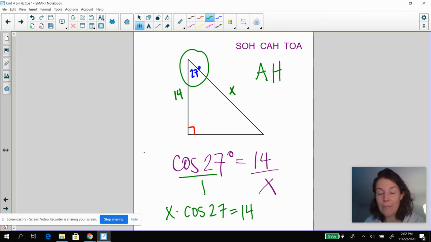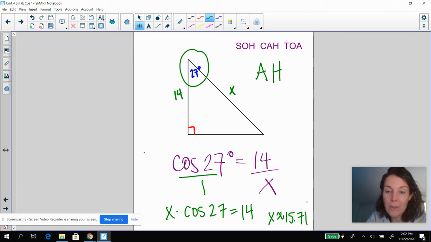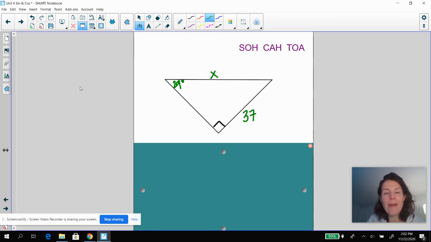Make sure that your calculator's in degrees, don't forget. So we wind up getting that x is approximately 15.71. And remember, it's not degrees. This would be like feet or inches or just units. All right, fab. So now, same thing. Pause the video, solve this one.